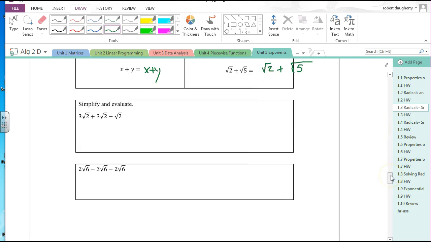So let's simplify and evaluate this. 3 square root of 2 plus 3 square root of 2 minus how many square roots of 2? 1. What's 3 square root of 2 plus 3 square root of 2? 6. What's 6 minus 1? Yeah. So the answer here is what? That's 5 square root of 2. So you just treat it like you treat variables. What about the next one?